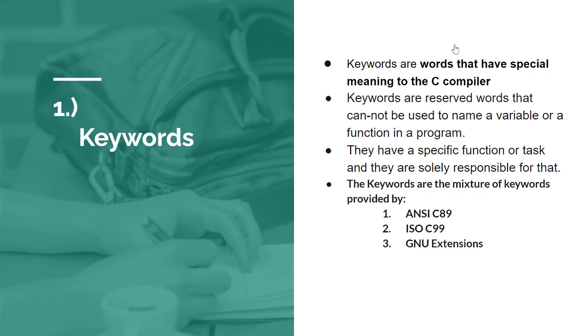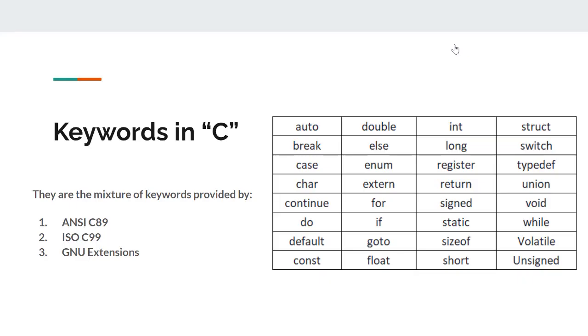These keywords are a mixture of keywords provided by ANSI C89, ISO C99, and GNU extensions. These are the different keywords provided by ANSI C89, ISO C99 and GNU. There are a total of 32 keywords, and we will see in our C programming what the meaning of each is. What is the meaning of auto, what is the meaning of double, what is the meaning of struct. One by one we will see in the programs.